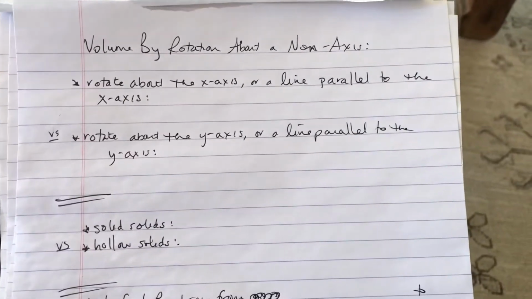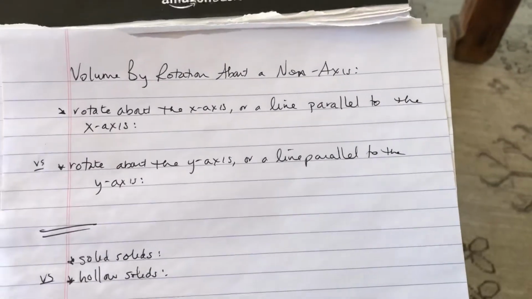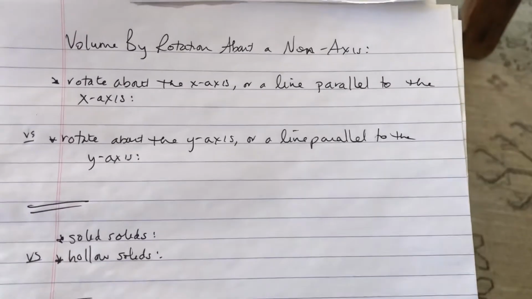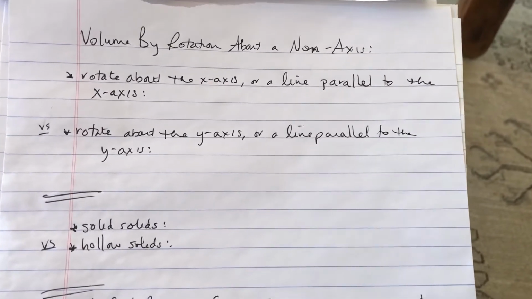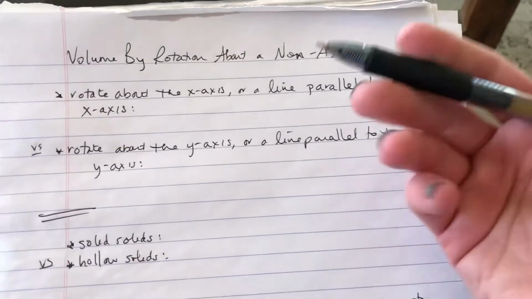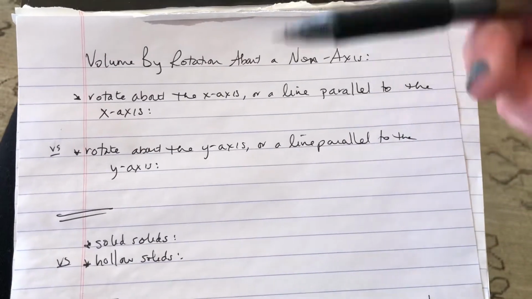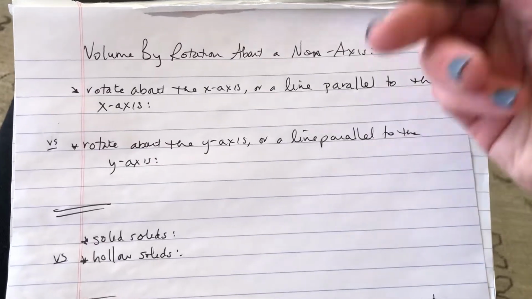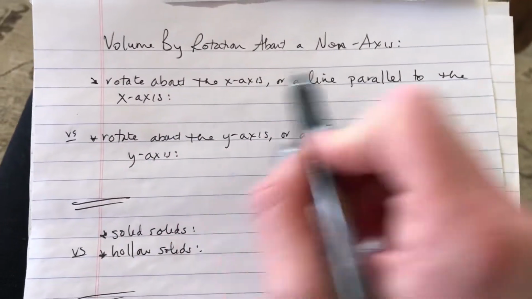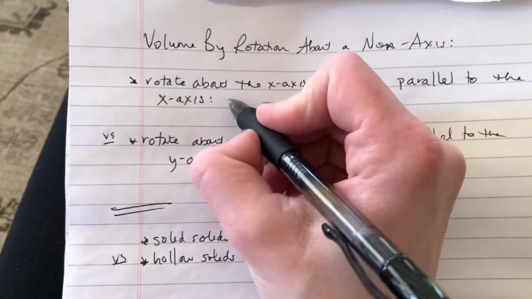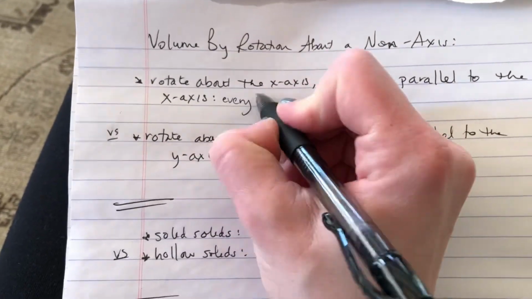Sorry for going old school with this, but we're going to do volume by rotation about a non-axis. So if you rotate about the x-axis, the thing that we're going to expand to today is if we rotate about a line parallel to the x-axis. If you're going about the x-axis or a line parallel to the x-axis, you're going to have horizontal rotation. And anytime you have horizontal rotation, everything is going to be in terms of x.